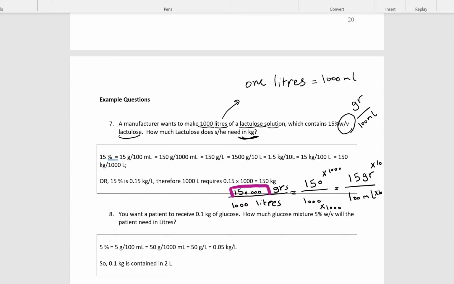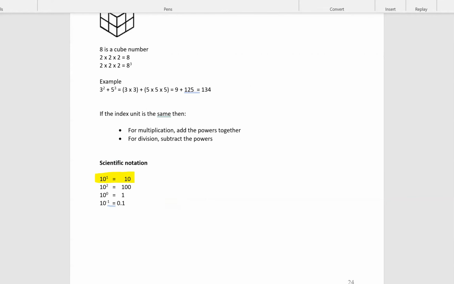So if you want to convert grams to kilograms, you need to divide this by 1000. So we need 150 kilogram of lactulose. What is the meaning of 10 to the power of 1, which is equal to 10?